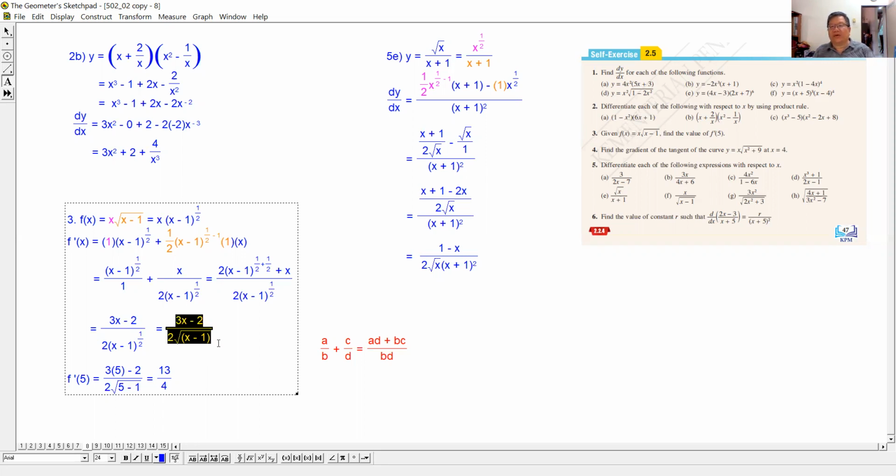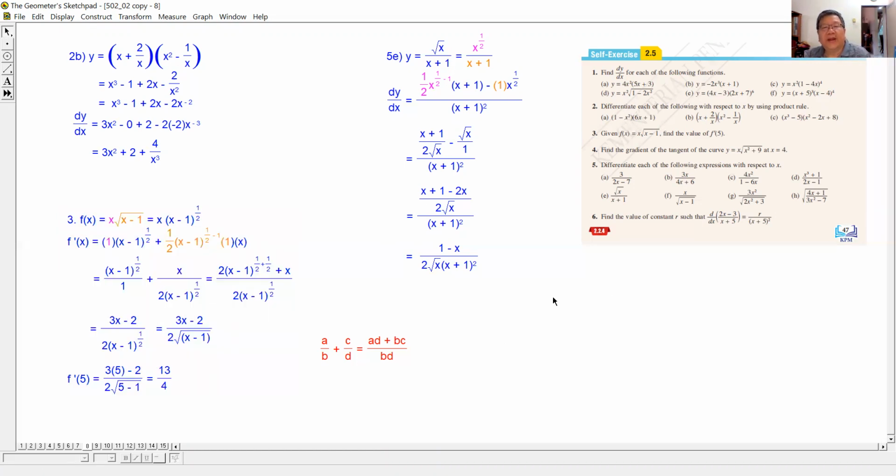And that is not all. They ask you to find the value of this thing when x is 5, because they want to find f prime 5. So f prime 5, you substitute 5 into this function here. 3 times 5 minus 2, over 2 square root of 5 minus 1. 15 minus 2 is 13. 5 minus 1 is 4. Square root of 4 is 2. Multiply with the 2 outside. So 2 times 2 is 4. Answer is 13 over 4.